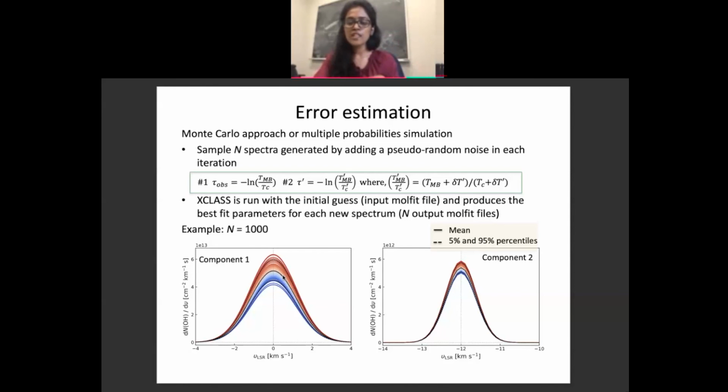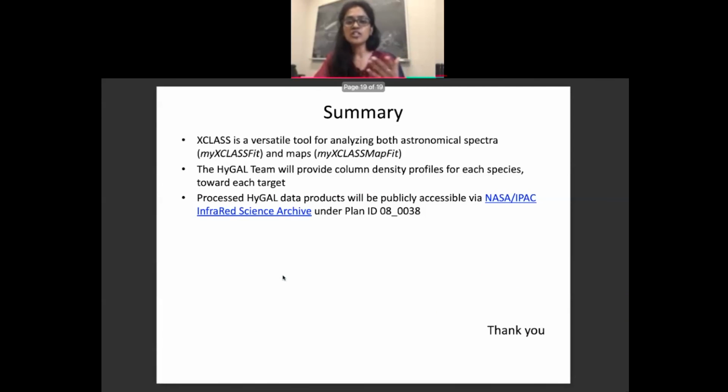So to summarize, I'd just like to say that hopefully I was able to show you the versatilities of using X-class for analyzing absorption line spectra using the function myXClassFit. You can also study maps using myXClass MapFit. Now, this is not restricted to absorption spectra. You can also use this for your SOFIA emission lines and or any other data that you have from any other telescope. But the HiCal team will provide column density profiles for each species and each of our targets.